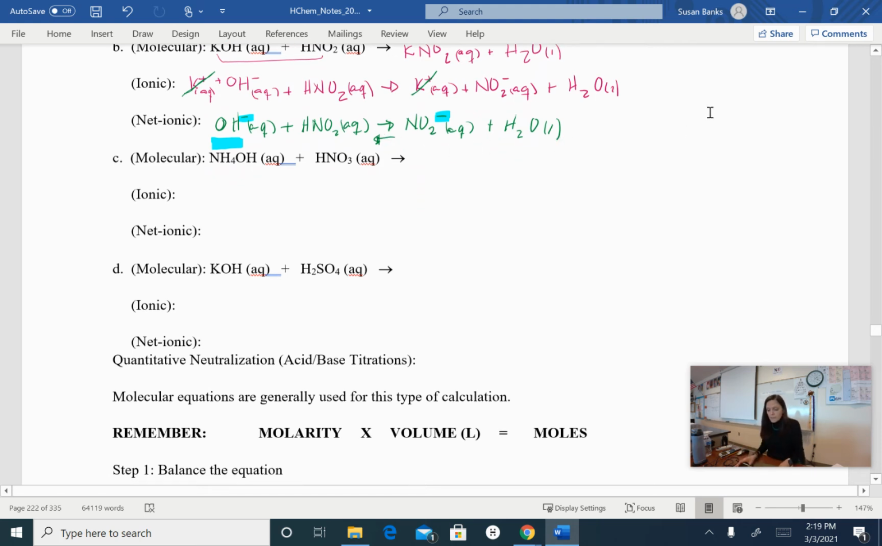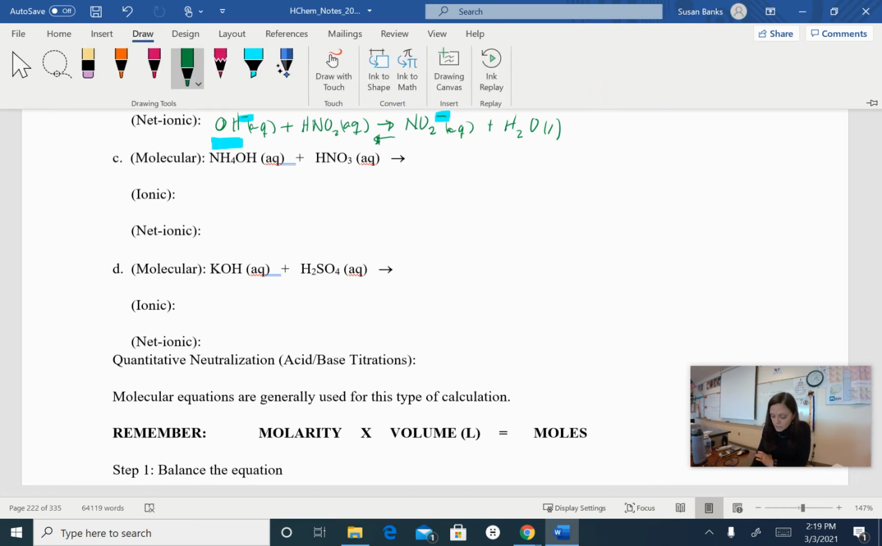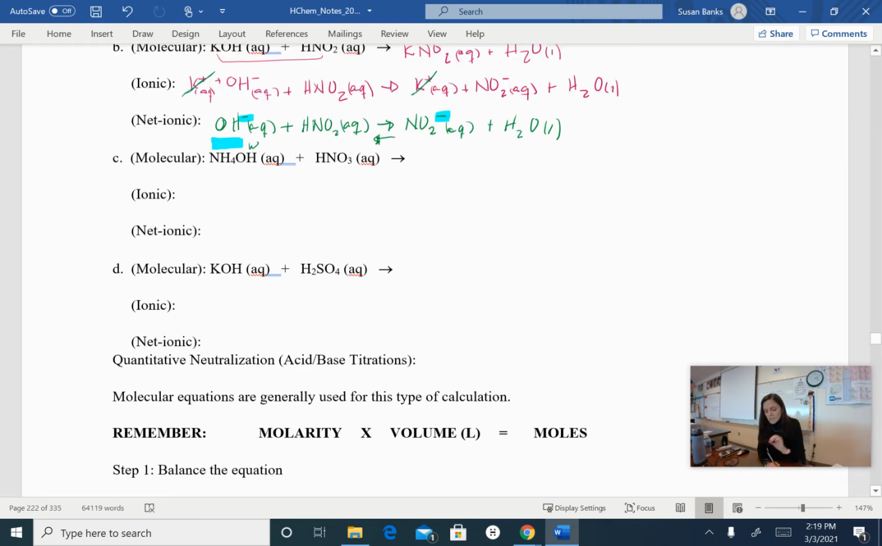Okay? So, here we go. We've got ammonium hydroxide. Ammonium hydroxide is a weak base. Okay, so that's going to stick together. And nitric acid is a strong acid. Okay, so that's going to break apart. We're going to do a double displacement. So ammonium is going to get together with nitrate. So ammonium is a positive one, nitrate is a negative one, so 1 to 1.